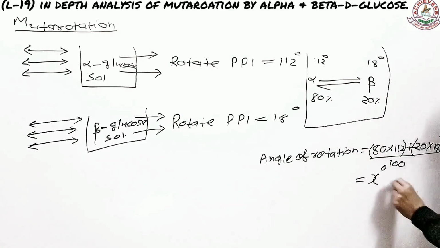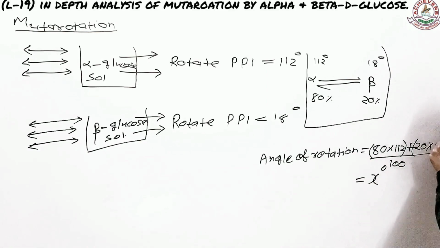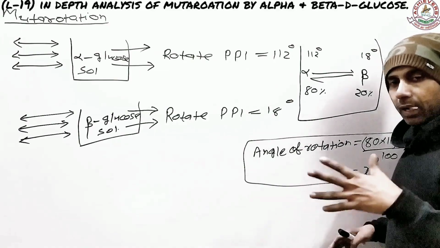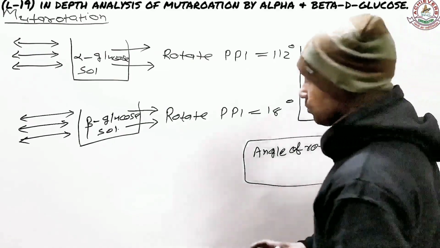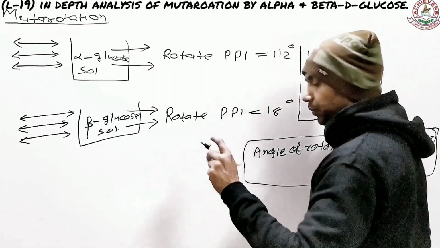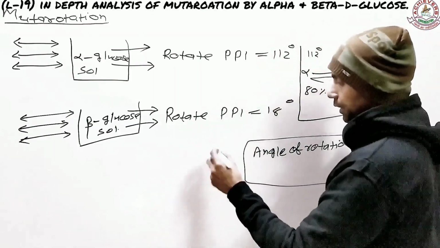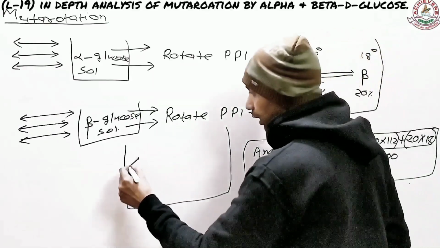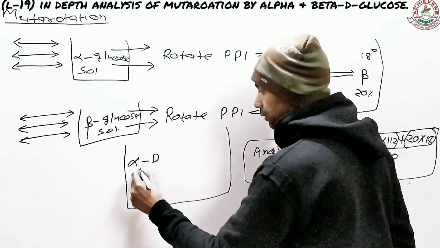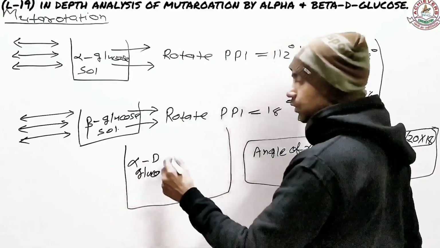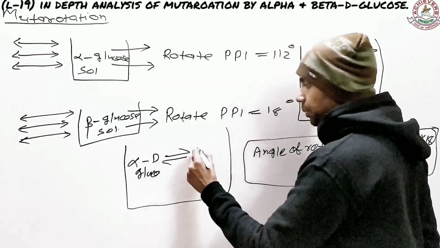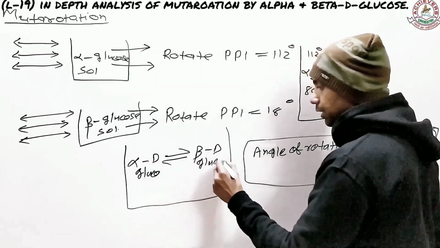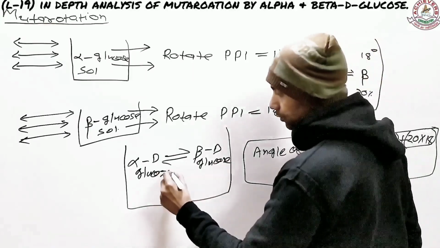So this is what you can do in order to find out the angle of rotation. Pay attention. This is really, really important. This is really something you cannot ignore. Okay. So what we need to do right now, just pay attention here. Now we are up to the final mutarotation part here. Like I said, in the solution, the alpha D glucose, just pay attention, this is very important, alpha D glucose is constantly changing into beta D glucose. This is what is happening. Beta D glucose, right?